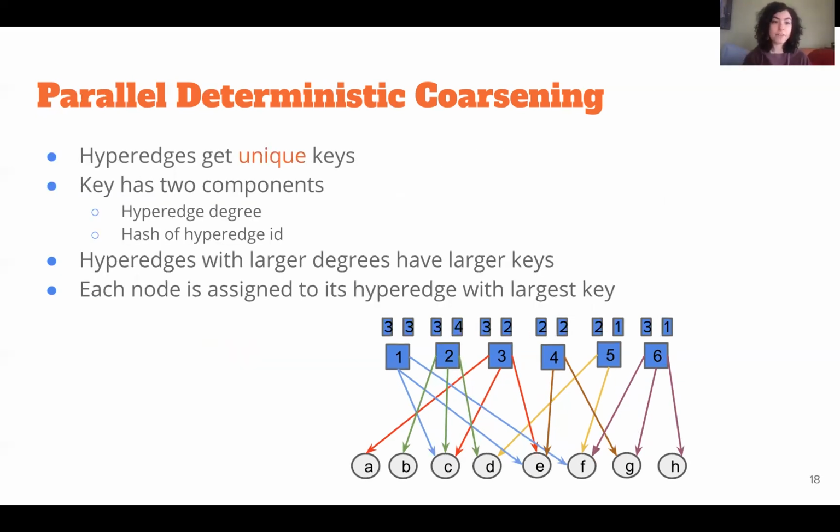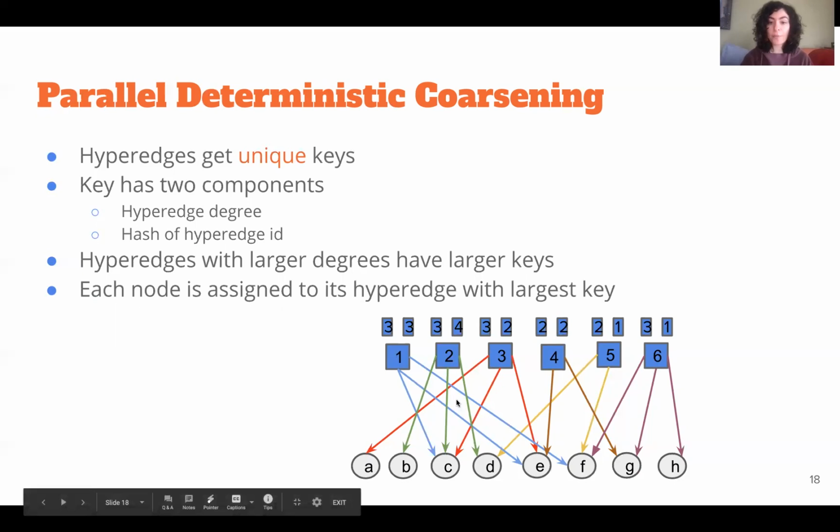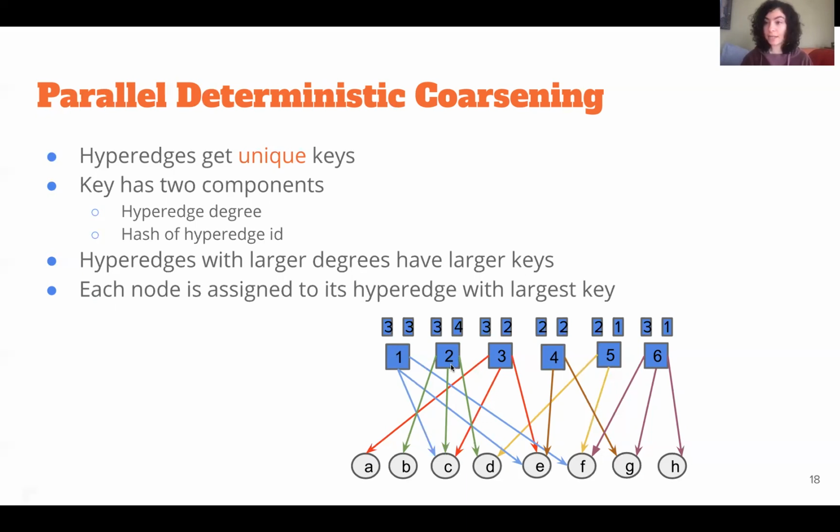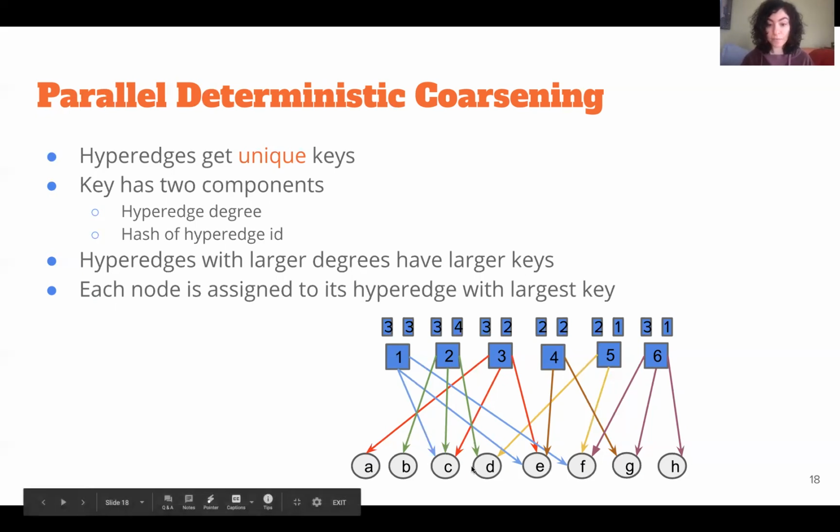So in Bipart, we assign a unique key to all the hyperedges. This key has two components: one is the hyperedge degree, and one is the hash of the hyperedge ID. Hyperedges with larger degree have larger keys. Once we have this key, we assign each node to its hyperedge with the largest key. For example, on this hypergraph, hyperedge 2 has degree 3 and its hash of ID is 4, so it has the largest key amongst the other hyperedges. The nodes connected to hyperedge 2, for example BCD, will be assigned to hyperedge 2 because it has the largest key.